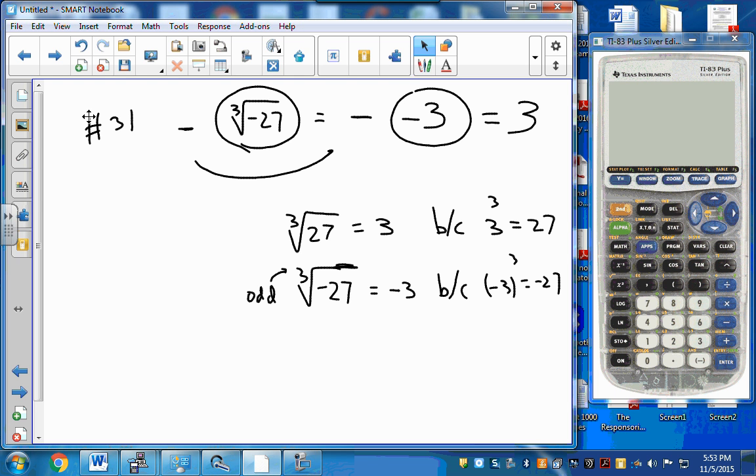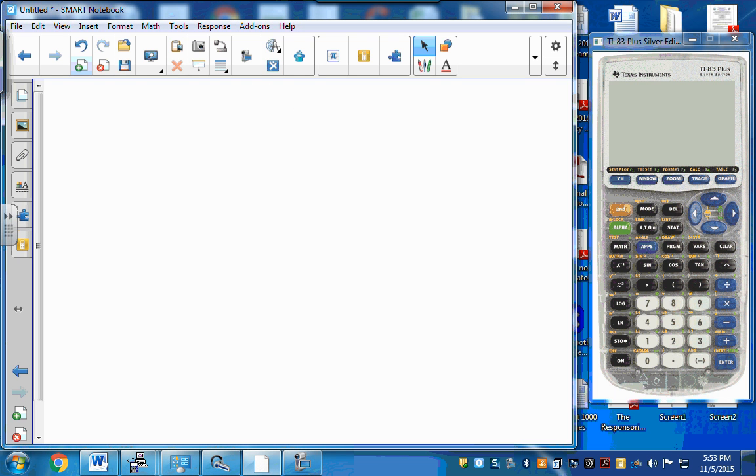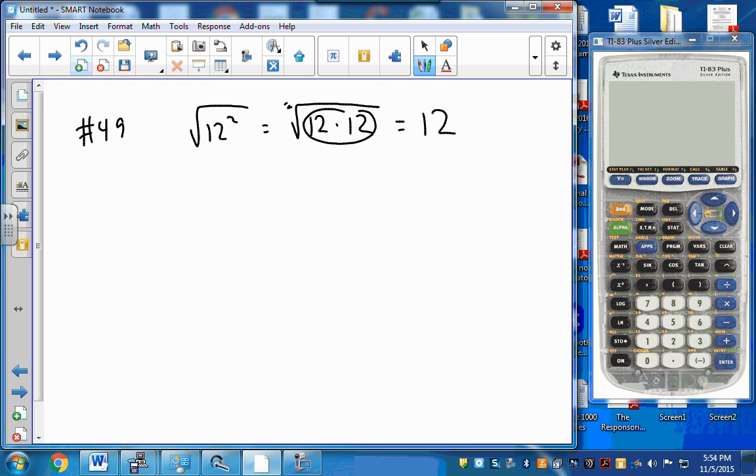Okay. We're not going to worry about the graphing problems. Skip 41, 47. Jump down to 49. Number 49. And again, most of these you can do right on the calculator. This says the square root of 12 squared, or if you want the square root of 12 times 12, notice there's a pair of 12s. The index is 2, so that just comes right out front as 12.